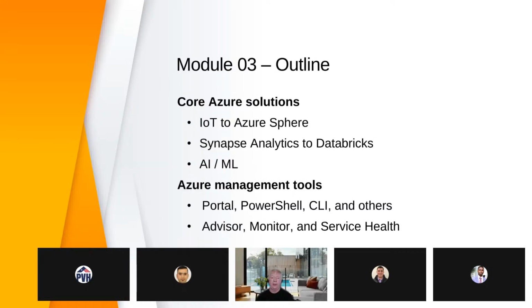So moving on then to module 3. There are core solutions, so you've got your Internet of Things to Azure Sphere, down to your data analytics stuff and AI and machine learning. So there's quite a lot of stuff in there. The Azure management tools then, right? You can go straight into the portal, or if you're good at PowerShell, you can use that, or the CLI, and you saw that in the previous one. Then you've got your Azure Advisor, Azure Monitor, and Service Health. They're all the management tools.